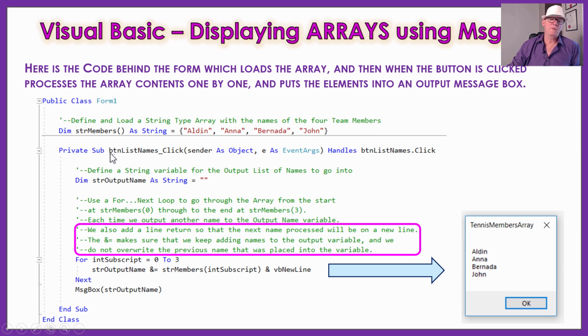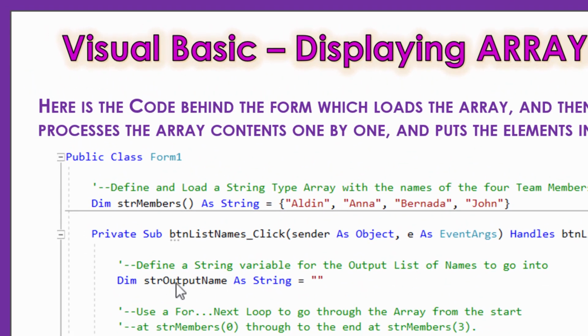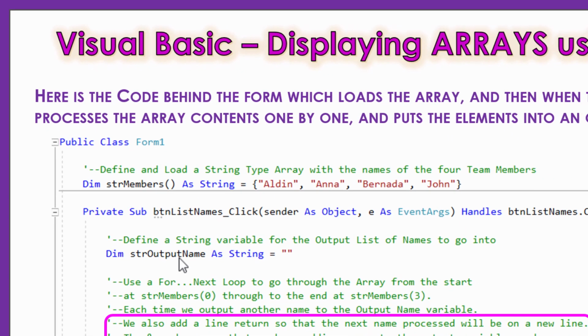And then you'll need to double click on that button on the form. It's called btn list names. And we just dim the string output name as string. So we're just going to have 1 variable here that we're going to go through the array, and we're going to get all 4 things crammed into this 1 variable, okay?